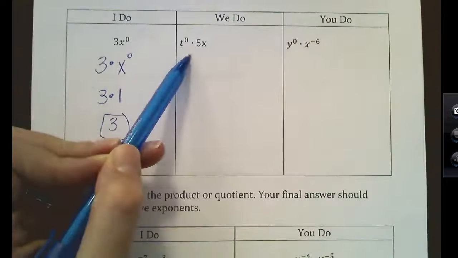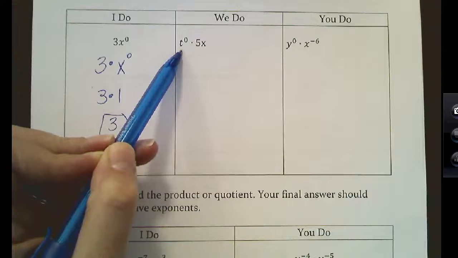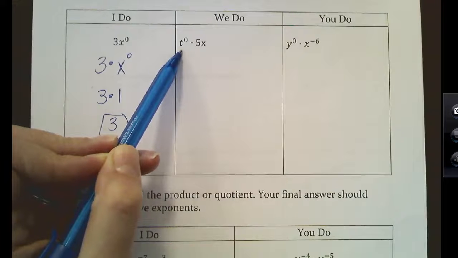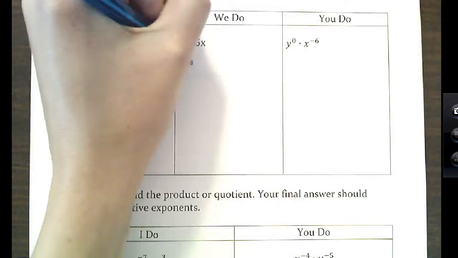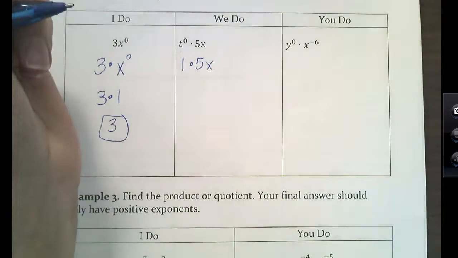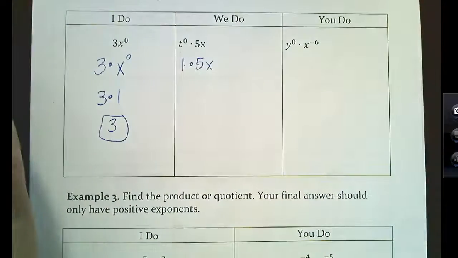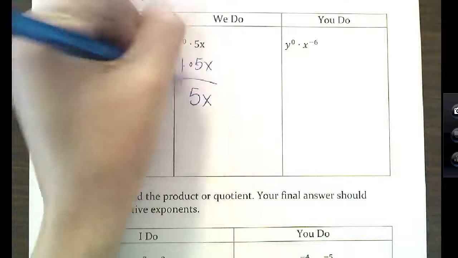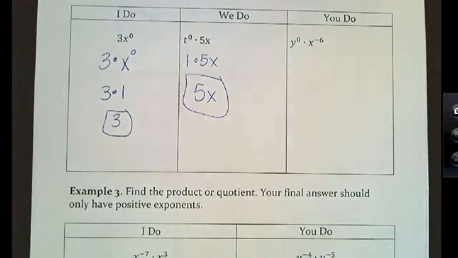Now this next example, I see t to the 0 power. What's t to the 0 power? 1. So I'm going to write 1 times 5x. What's 1 times 5? So I have 5x. And that's my answer. Anything to the 0 power is just 1.